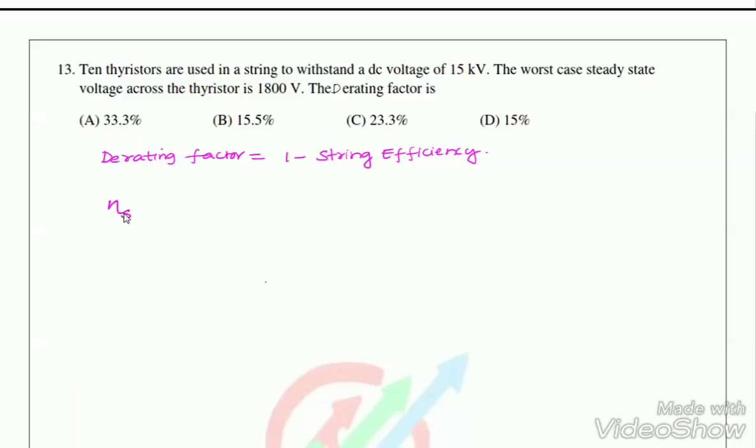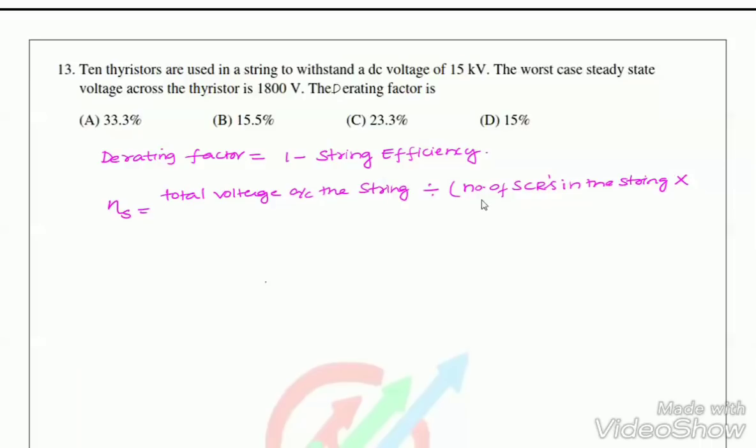So string efficiency, for a series connection, is equal to total voltage across the string divided by number of SCRs in the string into maximum voltage across one SCR.